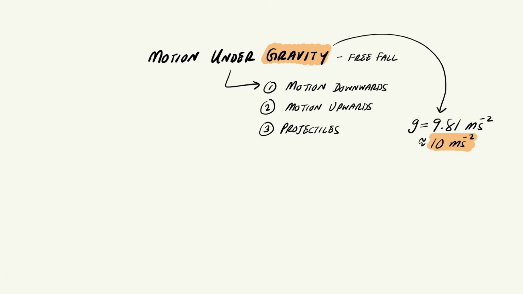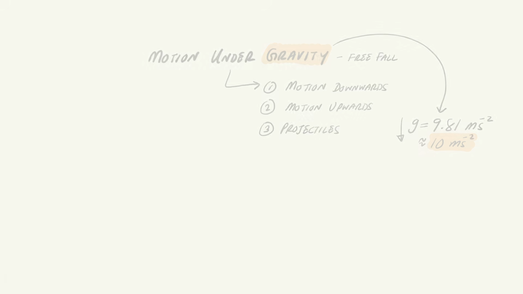One more thing about this acceleration. It is always vertically downwards. Always. That direction never changes, no matter which stage of this topic we're working through. Let's start with motion downwards. The first thing to know here, the object is always moving in one direction only, downwards. There's no upward motion involved at all in this stage.